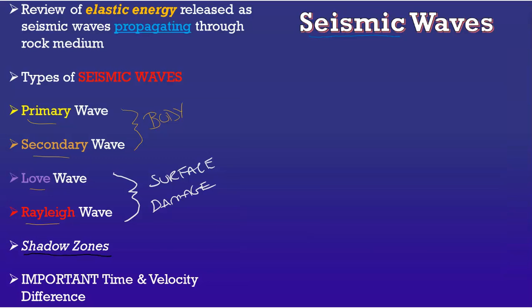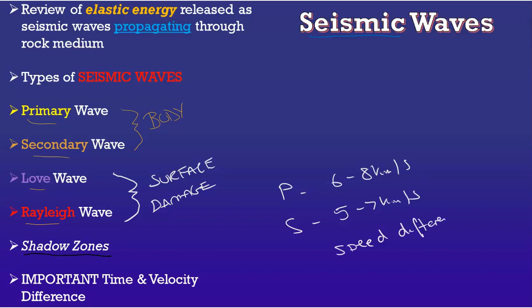Now, the important time and velocity difference. The P wave and the S wave go at different speeds. The P wave is faster at 6 to 8 kilometers per second, and the S wave is a little bit slower, from 5 to 7. So there's a definite speed difference between these two waves.